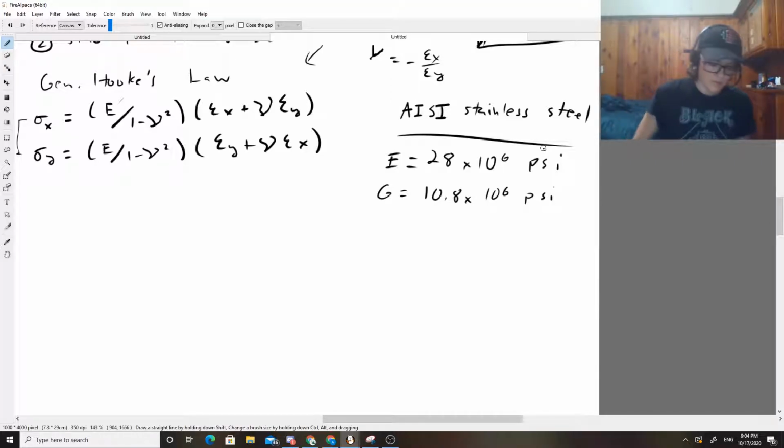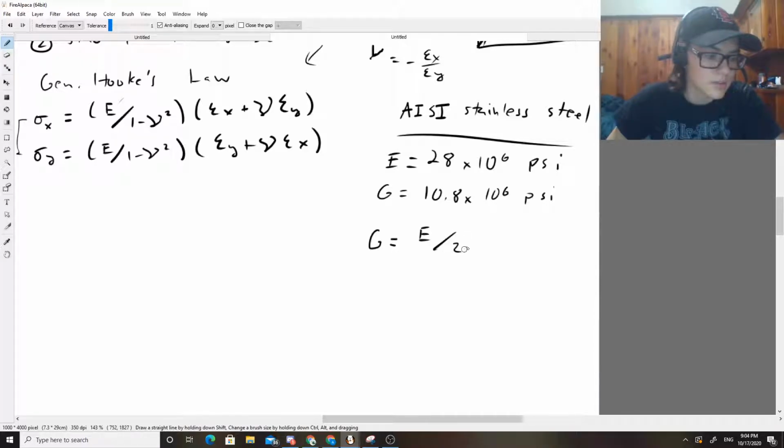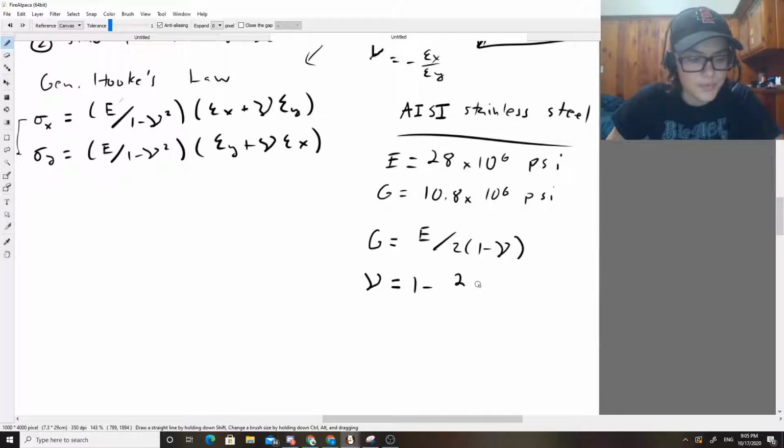What the book doesn't give you is Poisson's ratio, but luckily there's a relation between your modulus of elasticity and your modulus of rigidity. It looks something like this. G is equal to E over 2 times (1 plus Poisson's ratio). You can rework this and you would see V is equal to E over 2G, minus 1, and we can go ahead and plug numbers in.